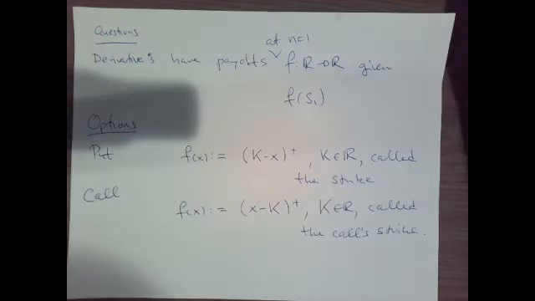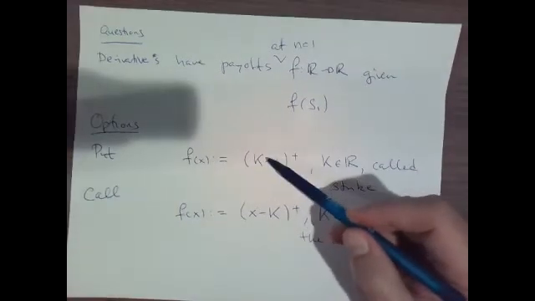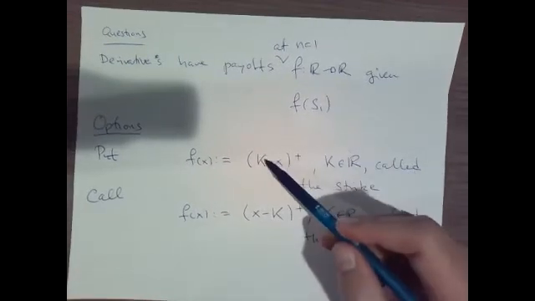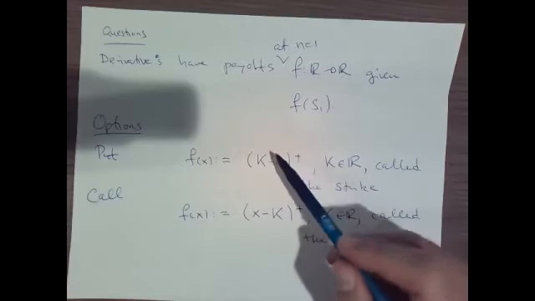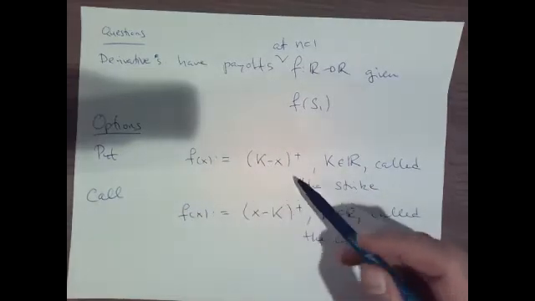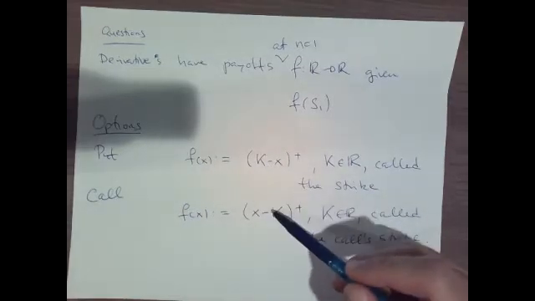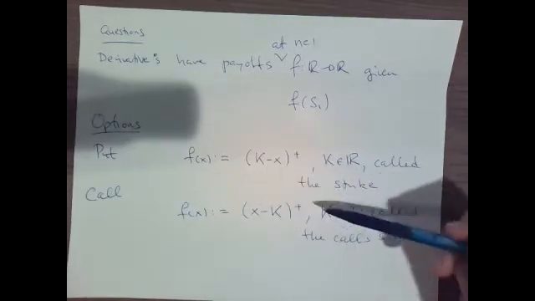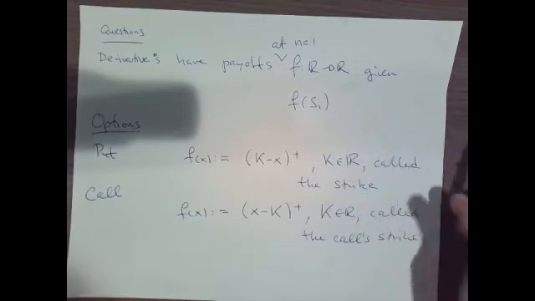Is K related to the price of the option at all? Yes. Different Ks will correspond to different puts and different calls, right? A bigger K is going to give you a bigger payoff for the put. A bigger K is going to give you a smaller payoff for the call. So the option price depends heavily upon what K is.